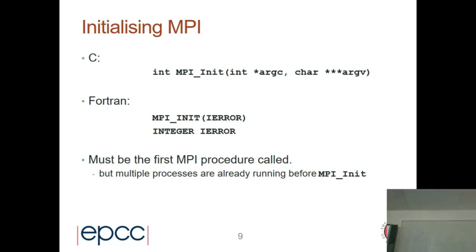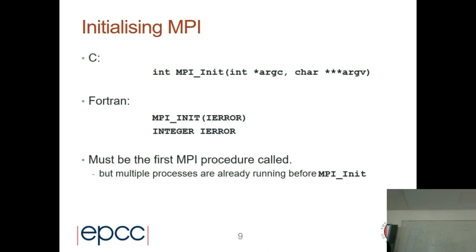Now, unfortunately, it's the first MPI call you've seen, and it has a stupid prototype in C. I'll come back to why that is. Int star argc, char three stars argv. Not a world record, but three stars is quite a lot even for C. In Fortran, it's MPI_Init(ierror). It must be the first MPI procedure called, okay?